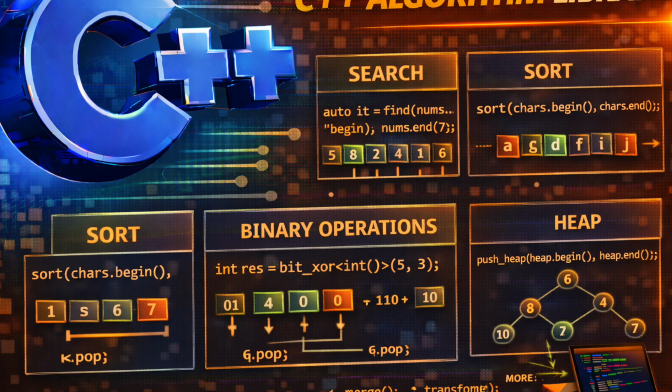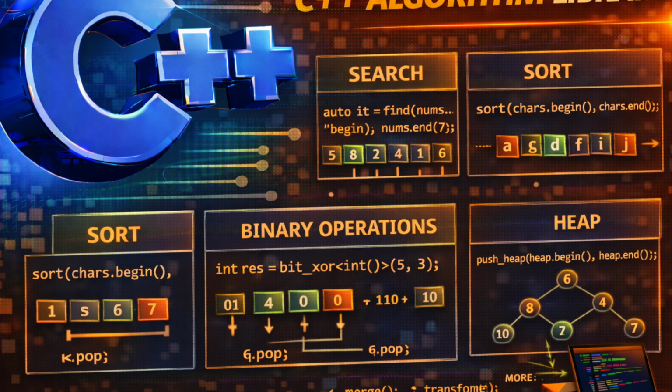So the entry point is std::binary_search. Right. That one's pretty simple. It's just a Boolean check, right? Does this value exist? Yes or no? Great for a quick lookup when you don't care about the location.